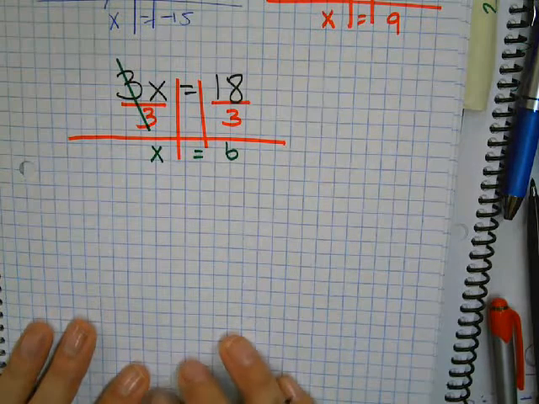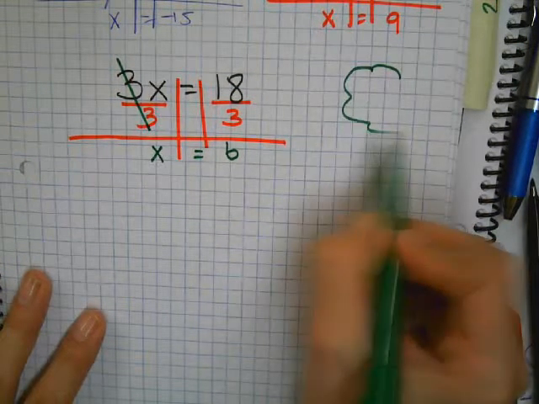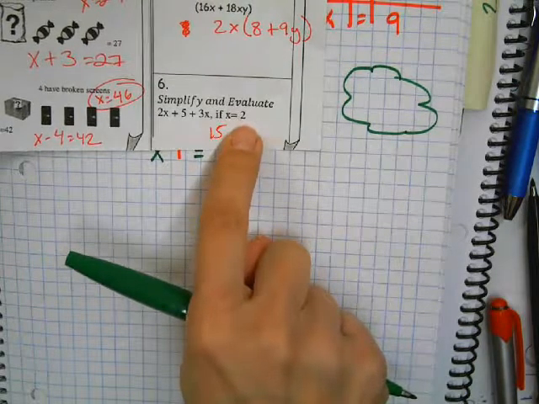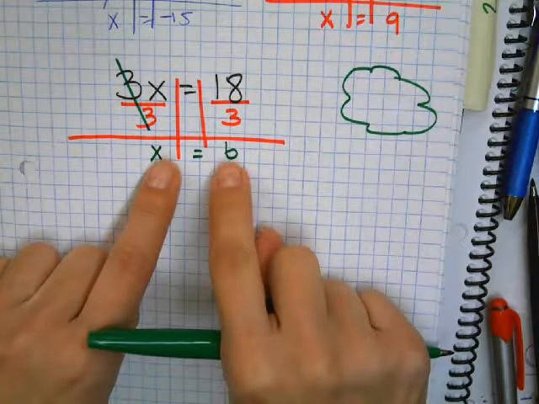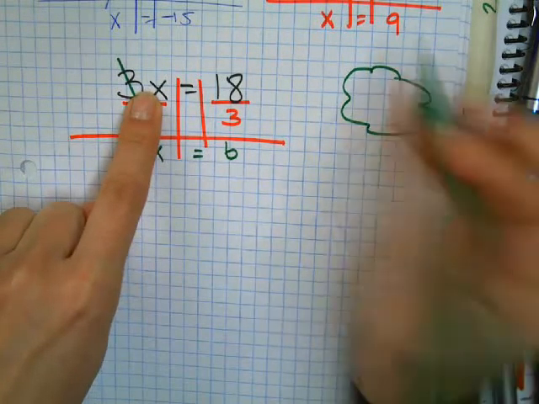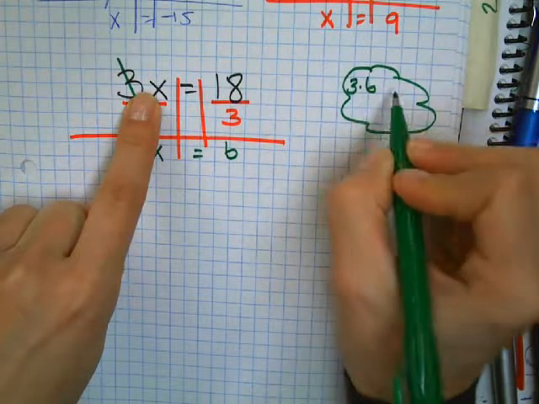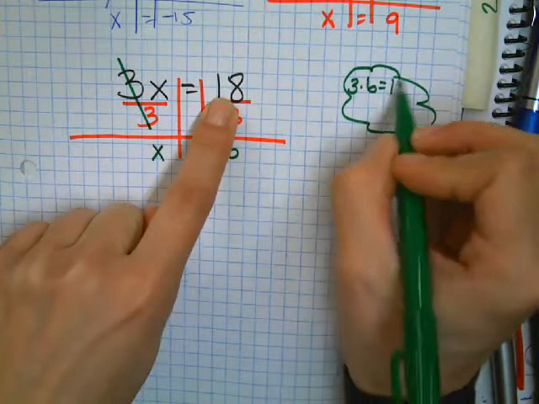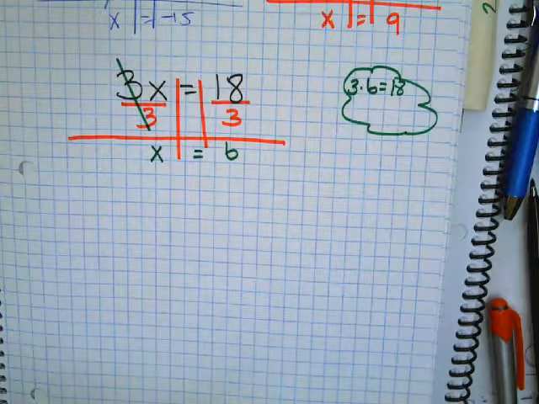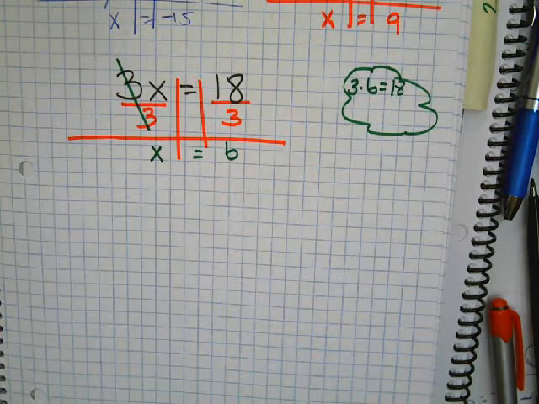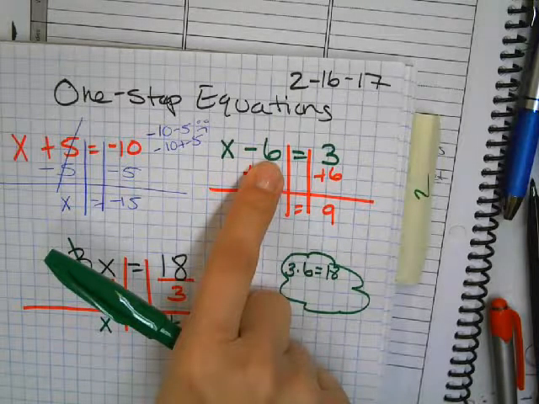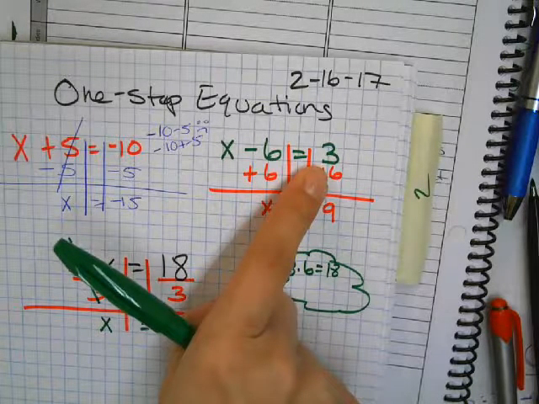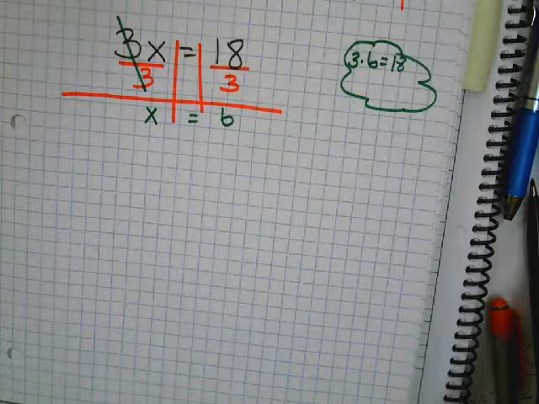Good. Why does this work? Because you know how in your do now I tell you x equals 2 and then you plug it in, right? You guys remember that? So when I tell you x equals 6, and if you plug it in, 3 times 6, what's 3 times 6? 18. So it works. Okay, it works. You can plug it back in. You can plug this one back in. 9. What's 9 minus 6? 3. It works. Okay? All right.